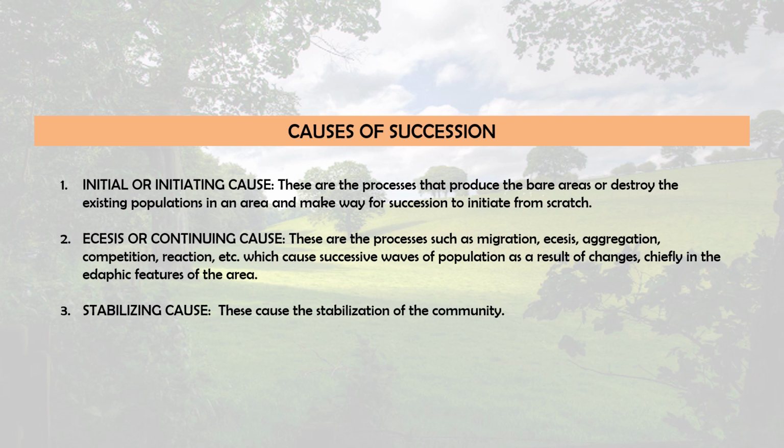And stabilizing causes. These are the causes that stabilize the community. So the climate of the area is the chief cause of stabilization, and other factors have less value in comparison to climate. So any climate change may result in the stabilizing of different species in a population or in a community.